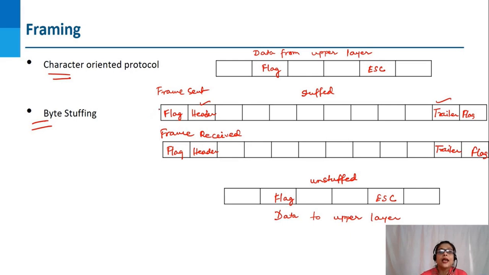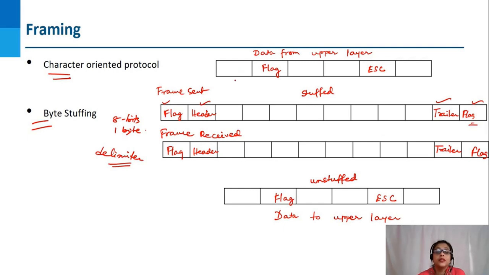Now this flag is added at the beginning and at the end. These are all 1 byte. Since this is character oriented, we have 8 bits or 1 byte. So a 1 byte flag is added at the beginning and at the end. This acts as a delimiter so that the receiver understands that this is the start of the frame, and when it reaches the other flag, it understands that this is the end of the frame.